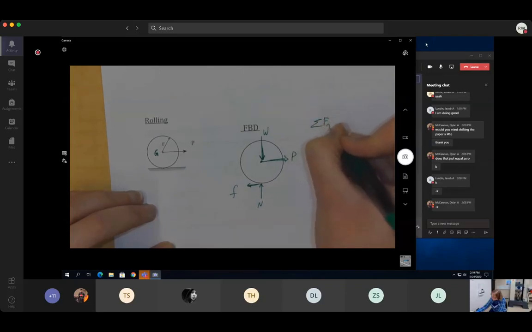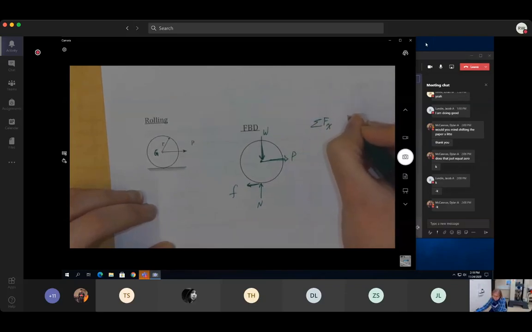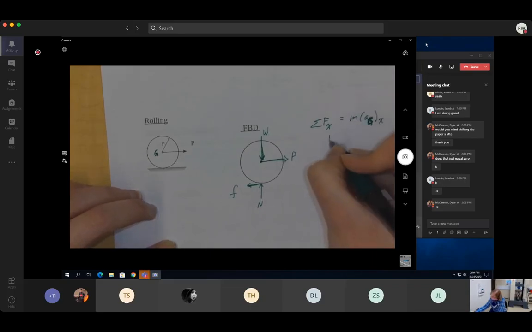And so if we sum forces in the x direction, we have sum of forces in the x direction equal to mass times acceleration of the center of gravity. So here that's P minus friction equal to mass times the acceleration of the center of gravity.